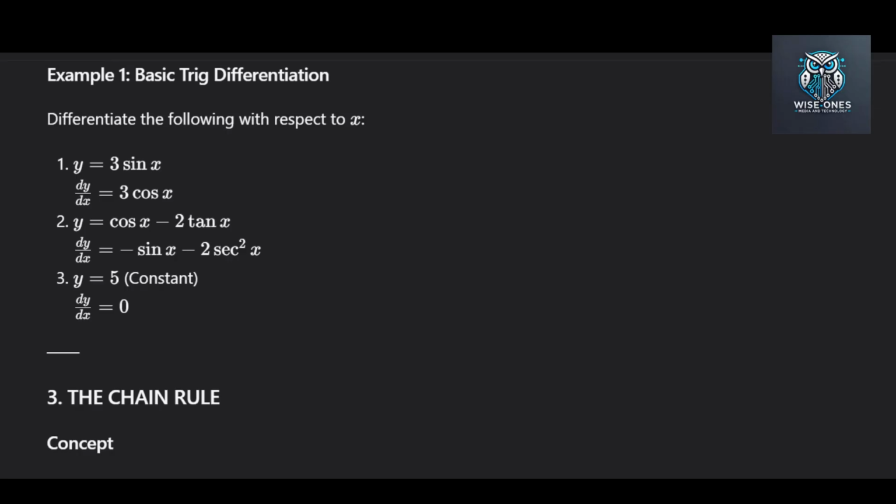Number 2, y equals cosine x minus 2 tangent x. We differentiate each term separately. The derivative of cosine x is negative sine x. The derivative of tangent x is secant squared x. The 2 stays. So dy/dx equals negative sine x minus 2 secant squared x. Remember the negative sign from the cosine.